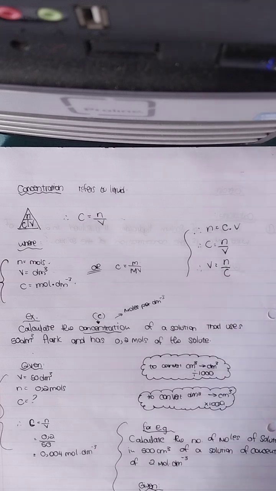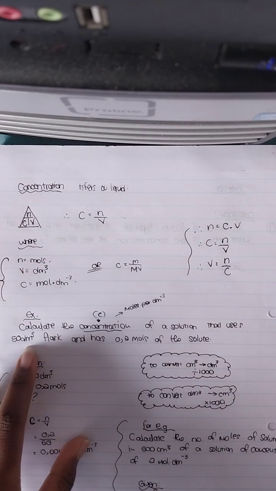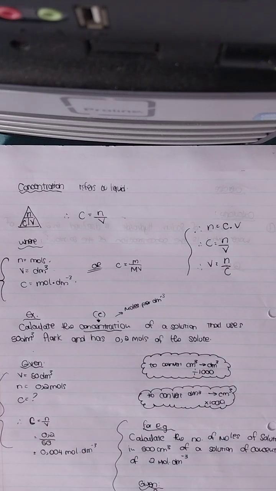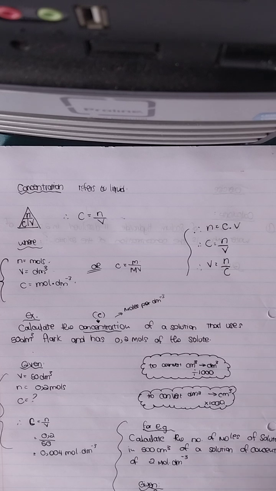For example, calculate the concentration of a solution that uses 50 dm cubed and has 0.2 moles of the solute. So let's write down our givens. This is an example, so I did it for you already. We are given our volume, which is 50 dm cubed. We are given our number of moles, which is 0.2 moles, and we have to calculate our concentration. And remember, concentration refers to liquid. So our formula is C is equal to N over V.